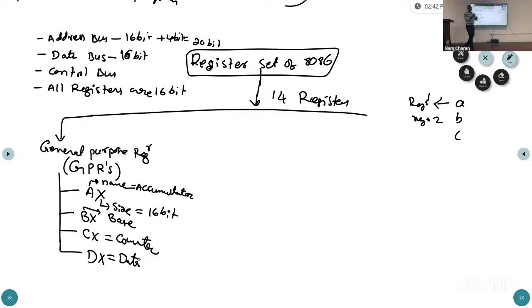Why are the names given to these registers? A is the accumulator, the processor register, and B is the base, used in case of memory allocations or memory access using the address bus. In that case, the base can be used as a memory location. So for that, we are using the base register. And the third one is the counter.